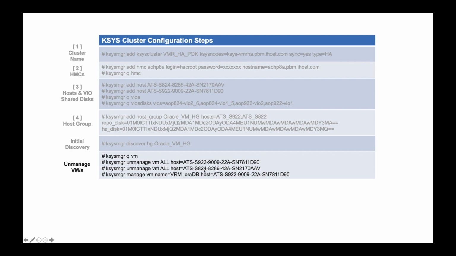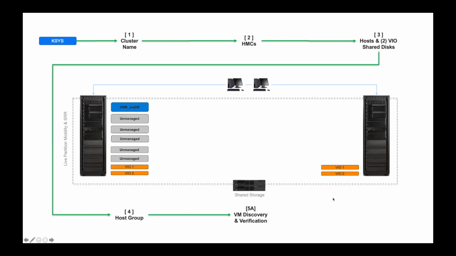So since I knew I was only going to be doing a couple as far as the managing, I unmanaged everything, and then I ran that fourth command, that Cases Manager Manage, and for simplicity's sake, I kept it as just one virtual machine in this example. It happened to be called VRM-HA DB, and at the time it happened to reside on my S922 server.